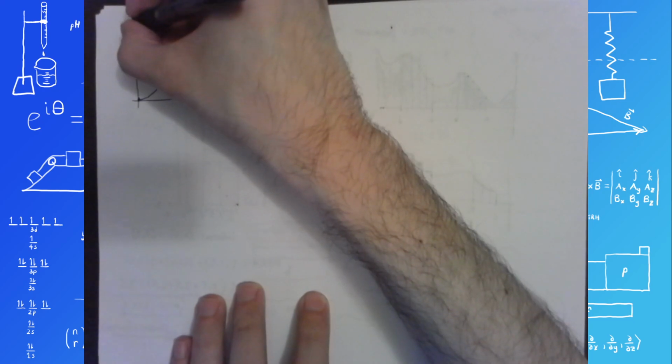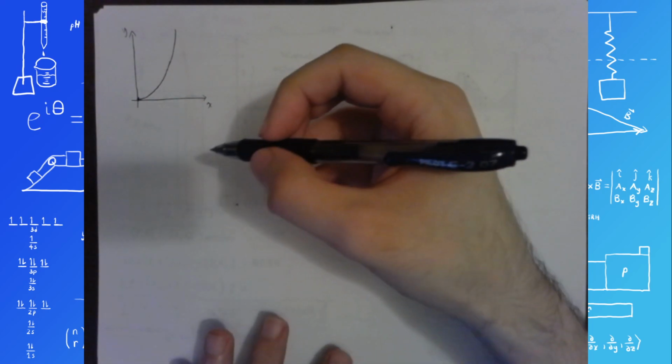There's my x-axis, there's my y-axis. If I wanted to do right rectangular approximation, wait, what color pen am I holding right now? I think that's the navy blue.